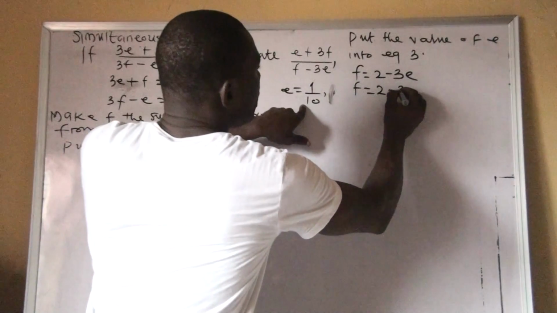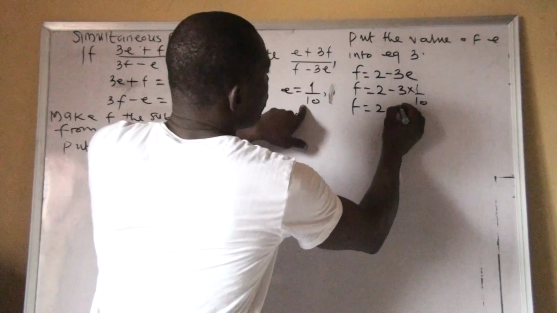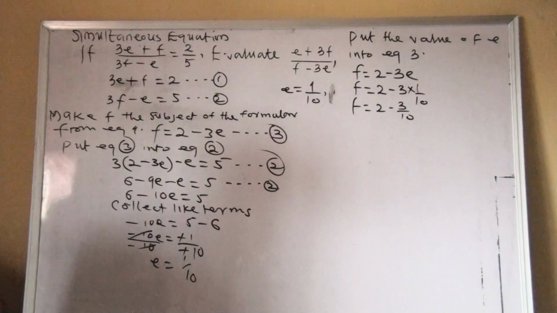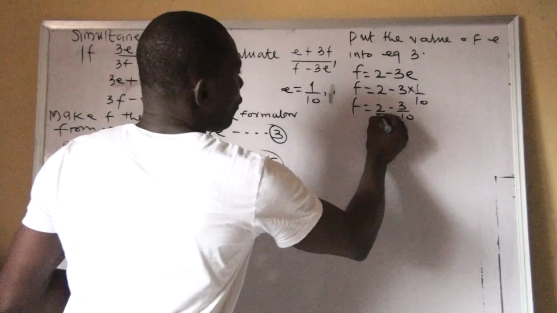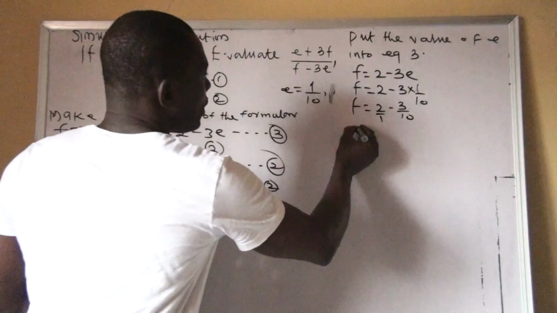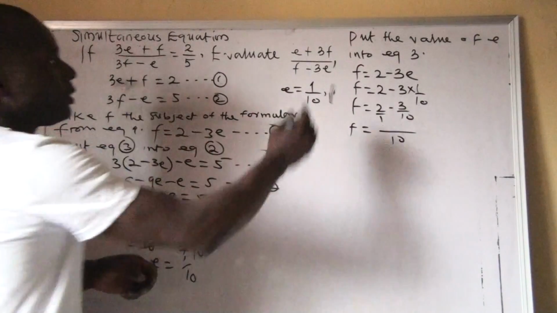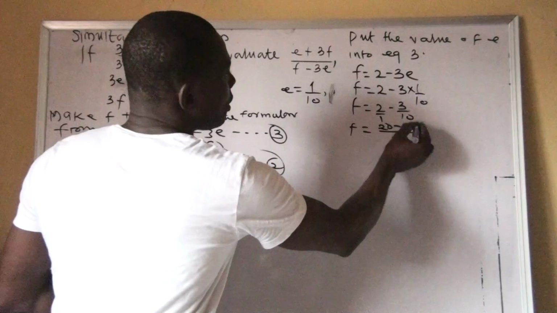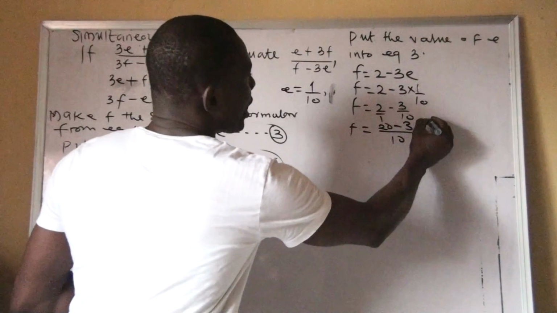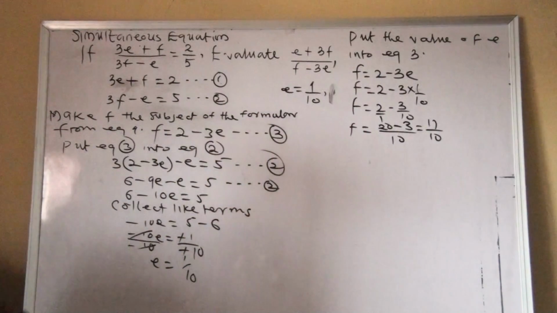So 2 minus 3 times 1 over 10. So f is equal to 2 minus 3 over 10. Here is a simple fraction, so we need to find the LCM of 1 and 10. Quickly, if we do that, this becomes 10. 10 divided by 1 is 10, 10 times 2 will give us 20. This sign minus here, 10 divided by 10 is 1, 1 times 3 is 3. So our f becomes 17 over 10. So this is the value of f.